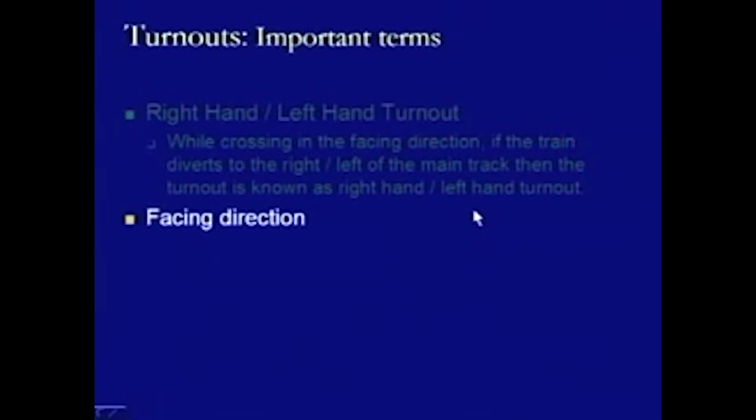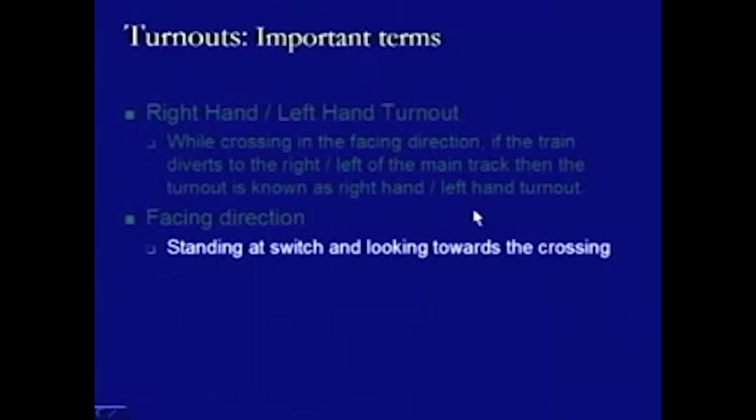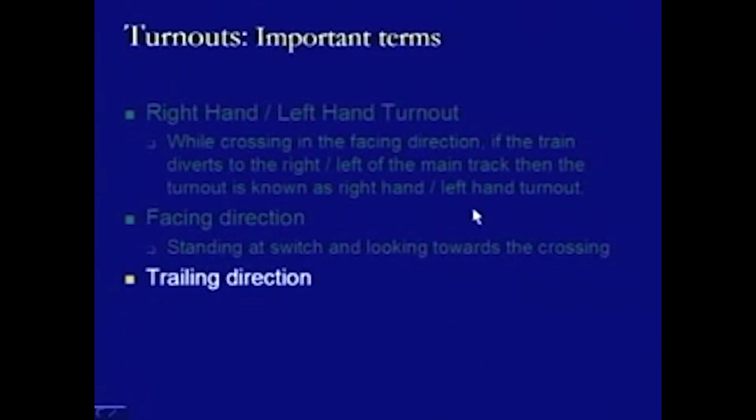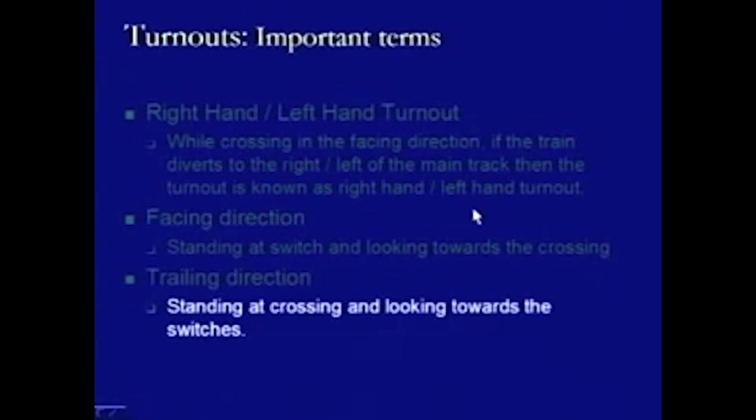Now, what is facing direction? The facing direction is standing at the switch and looking towards the crossing. So, this direction is known as facing direction. So, just stand on the points or the switches, look towards the crossing. Similarly, in opposite form, we can define the trailing direction. The trailing direction is standing at the crossing and looking towards the switches. So, now you just stand where the two tracks are crossing each other and look towards that direction from where the change of direction is provided, then that will become the trailing direction.